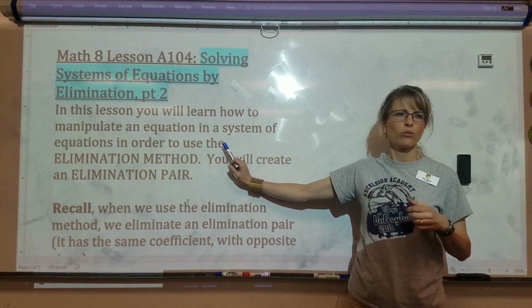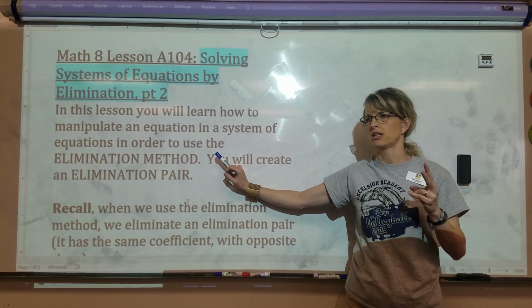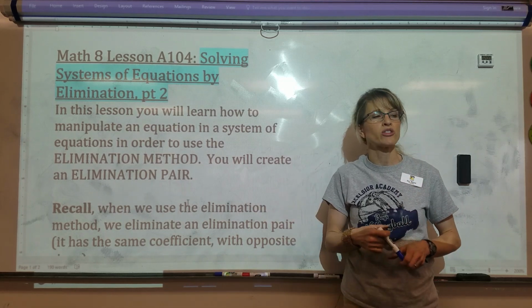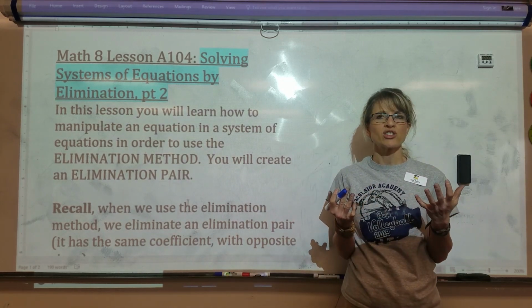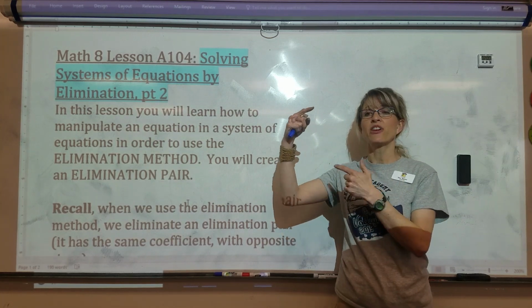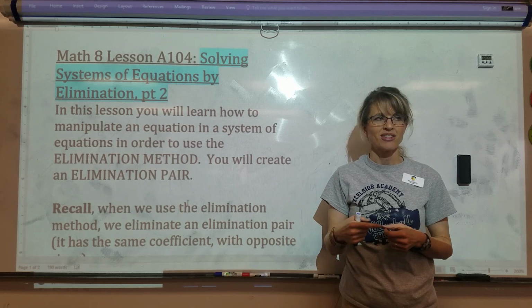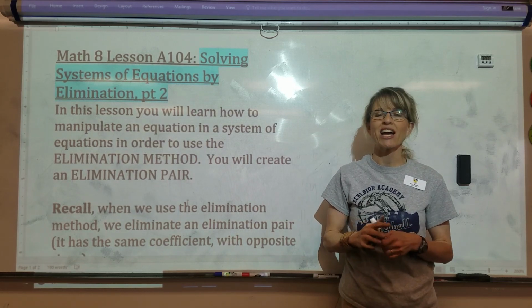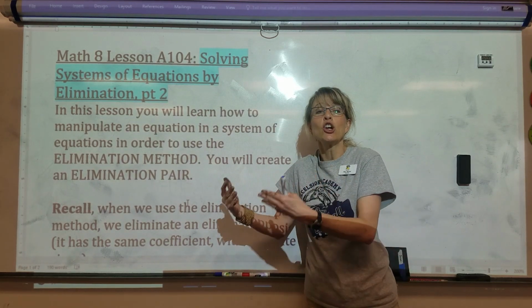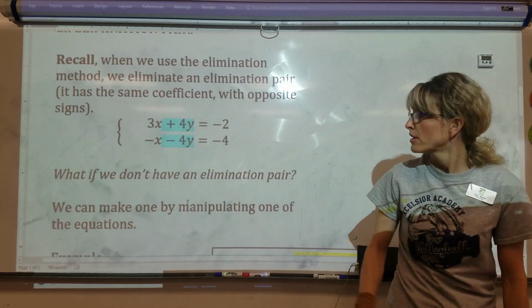Thank you. So we've already learned the elimination method. We haven't learned Part 2. So here's what's new in Part 2. We're going to have two equations where normally we want that elimination pair. Remember, same variable, same coefficient, but one's positive, one's negative. But today, it's not going to look like that. We're going to have to manipulate it to make it look like an elimination pair. Okay, so let me show you what I mean.